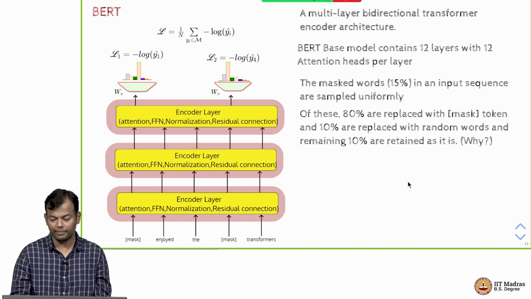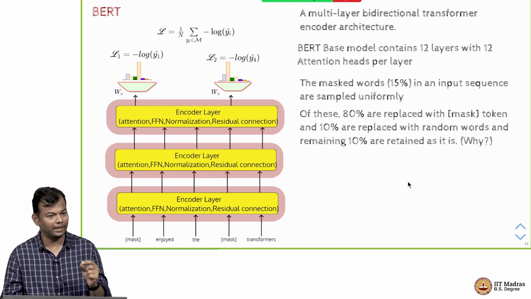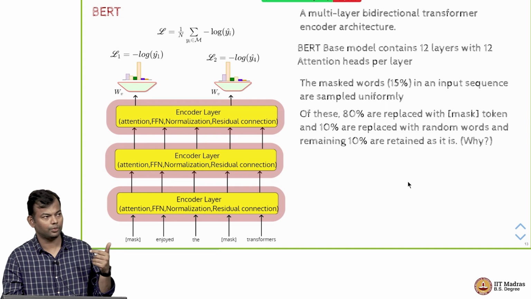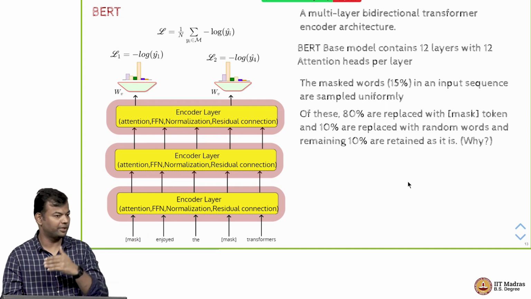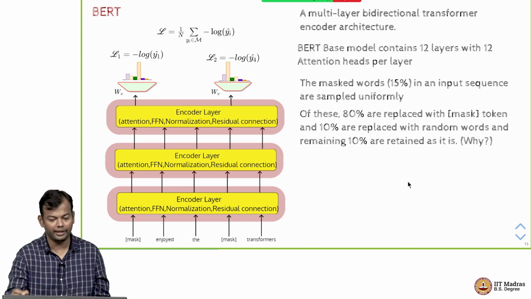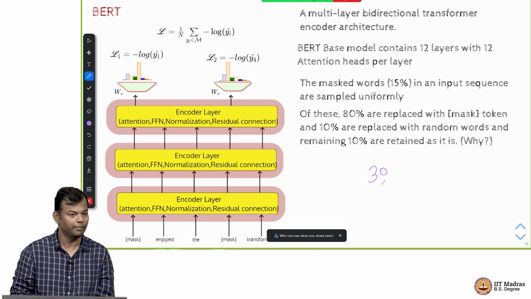Now, the words which are masked. There was again a choice to be made for that. Let me take a slightly better number so that it is easier to relate to it. Suppose you had an input sequence of 200 tokens, and you have chosen 15% to be masked. What does that mean? That 30 words would be masked.